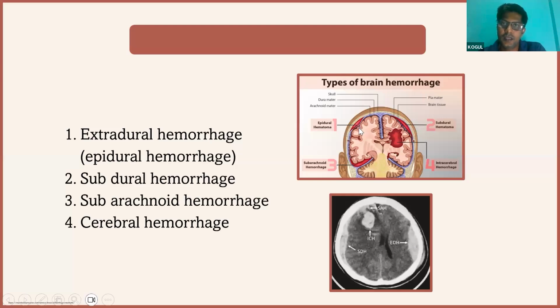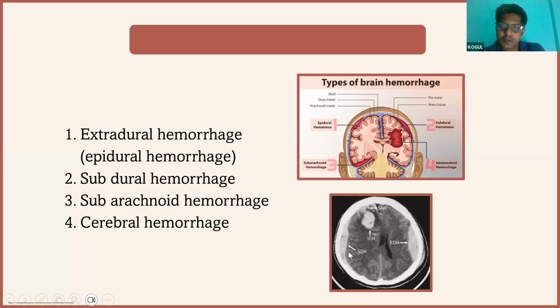The second type is subdural hemorrhage. Here the blood is inside the dura and above the arachnoid mater. Subdural hemorrhages usually come from the bridging vessels. You can see here this type of one side convex area. So biconvex indicates extradural hemorrhage, while one side concave area indicates subdural hemorrhage. This is a one-sided concave area. So you can differentiate subdural from extradural.